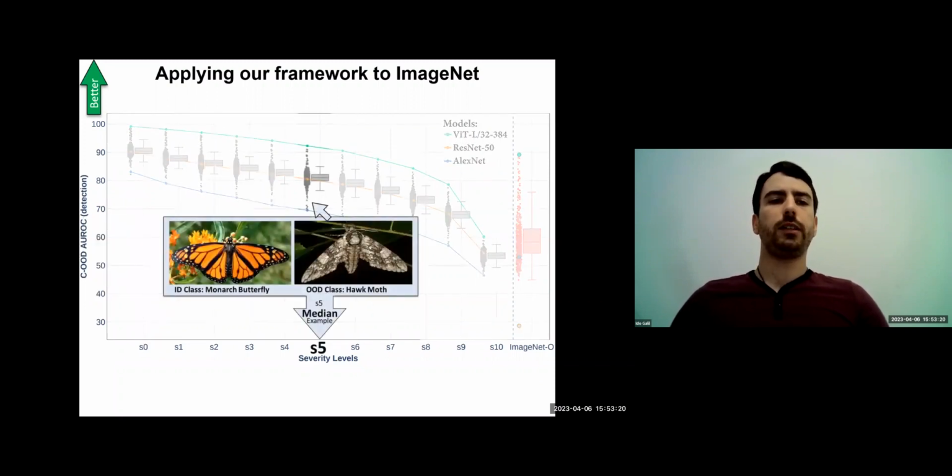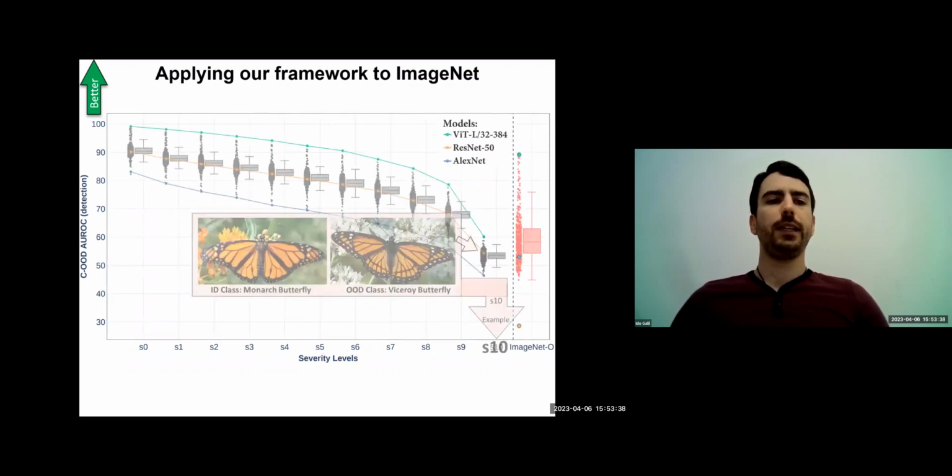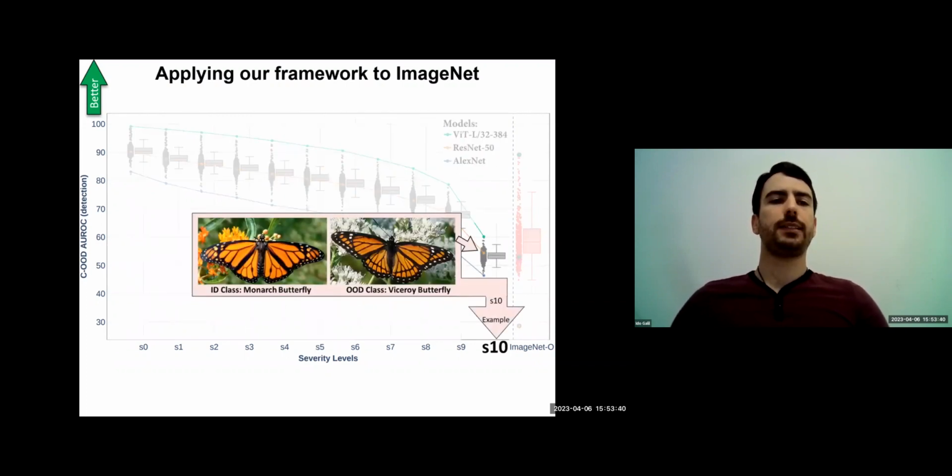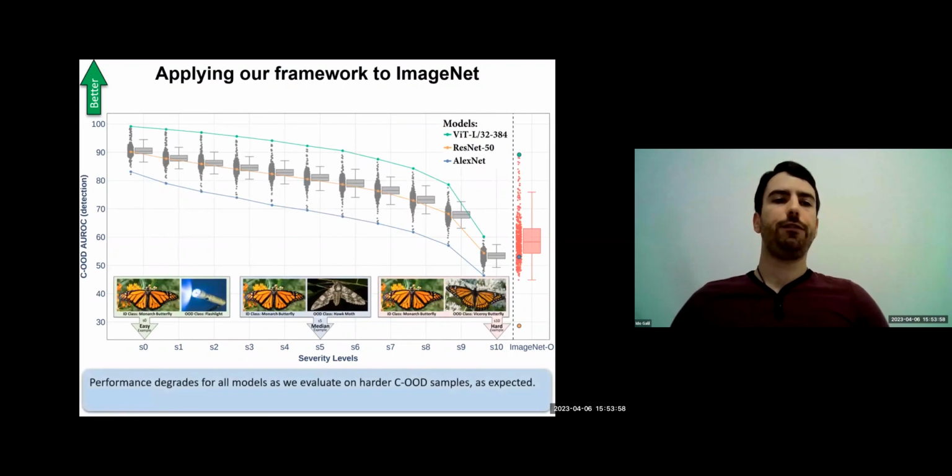As we increase in severity levels, so does the difficulty of distinguishing the classes in the severity level from ID samples. Severity 5 represents the median difficulty level. In our example, an OOD class could be a hawk moth. Finally, severity level 10 represents the classes hardest to distinguish from ID classes. In our example, it might populate other butterfly classes that were not observed during training and are very similar to the ID samples. Note that as severity level and difficulty increases, performance degrades as intended.